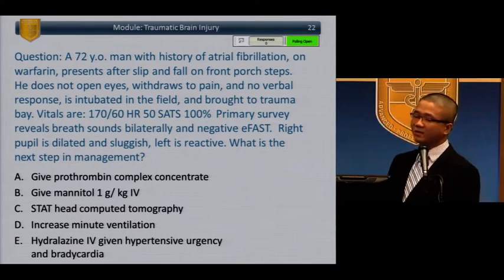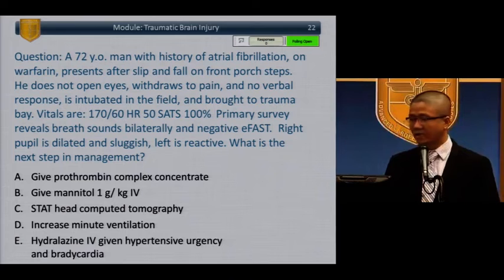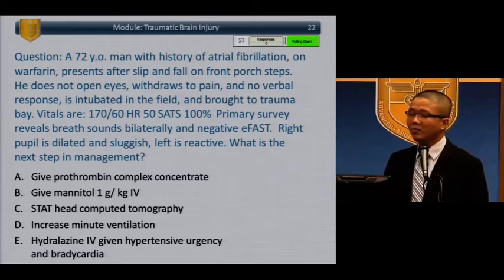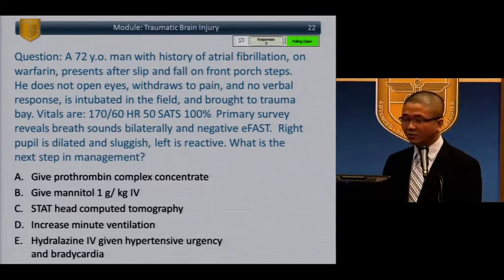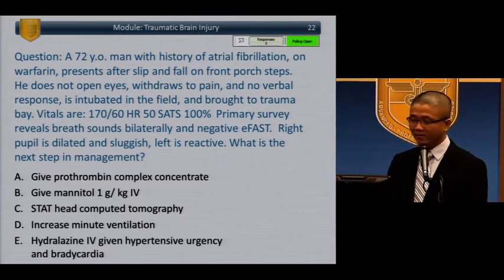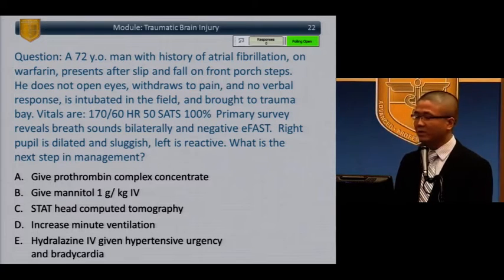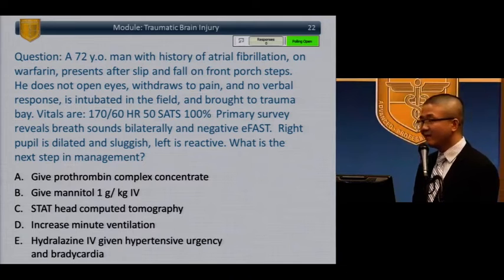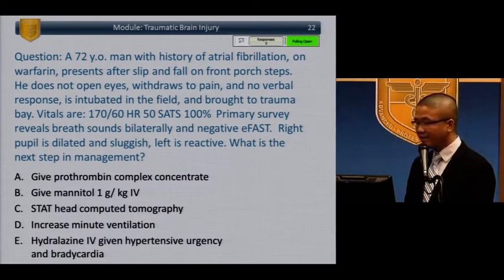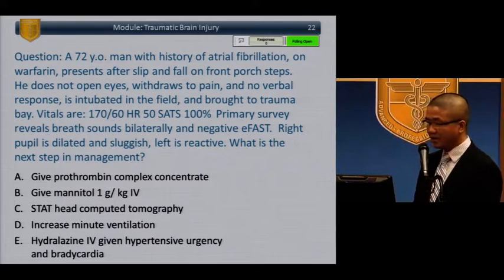The patient is a 72-year-old man with a history of atrial fibrillation on warfarin who presents after a slip and fall on the front porch steps. He does not open his eyes, withdraws to pain, and has no verbal response. Currently he is intubated and brought to your trauma bay. His vital signs are 170/60, heart rate of 50, SATs 100%. Primary survey reveals breath sounds bilaterally and a negative EFAST. Right pupil is dilated and sluggish. Left is reactive. What is the next step in management?